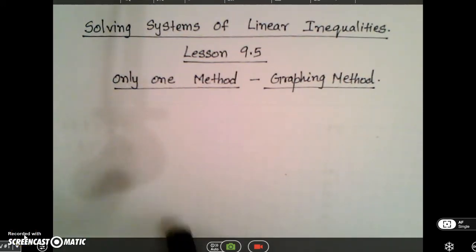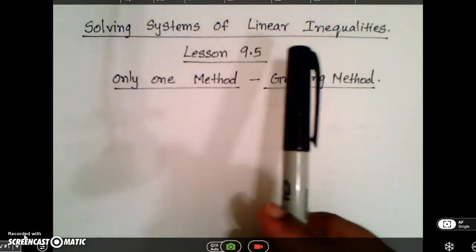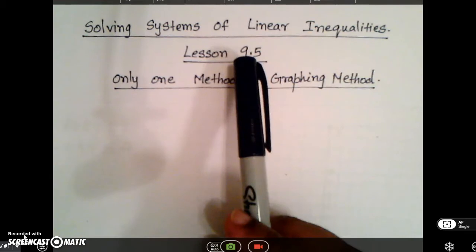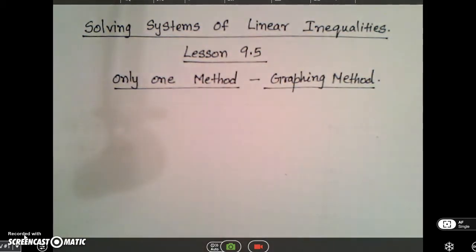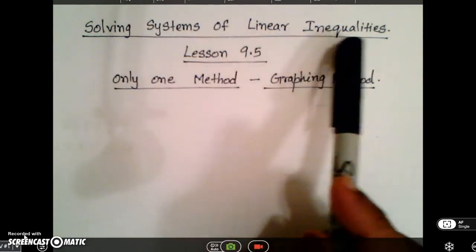Hi, we're getting into solving systems of linear inequalities. So far we solved systems of linear equations. We learned a lot of methods that I can use to solve the system of linear equations. But now we are getting into solving systems of linear inequalities.